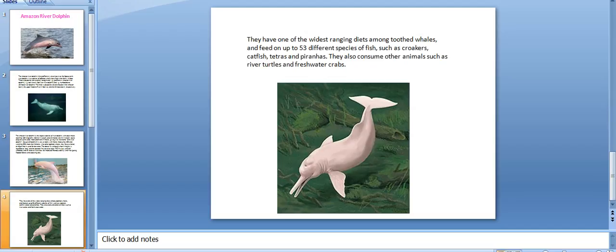They have one of the widest ranging diets among toothed whales and feed on up to 53 different species of fish, such as croakers, catfish, tetras, and piranhas. They also consume other animals such as river turtles and freshwater crabs.